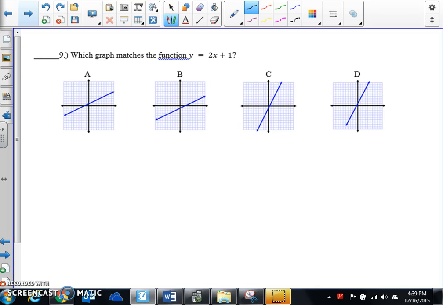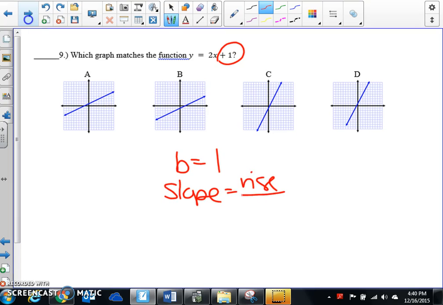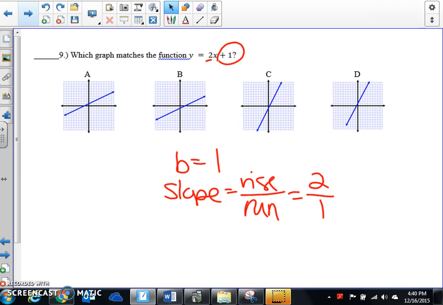Which graph matches the function y equals 2x plus 1? So this is in slope-intercept form. My first point is my b, which is a positive 1. Then my slope is equal to rise over run, which is equal to 2 over, and remember, if it's just a whole number, you put it over 1. So I look at my graph, and the first thing I want to look for is my b being a positive 1. So let's do green.